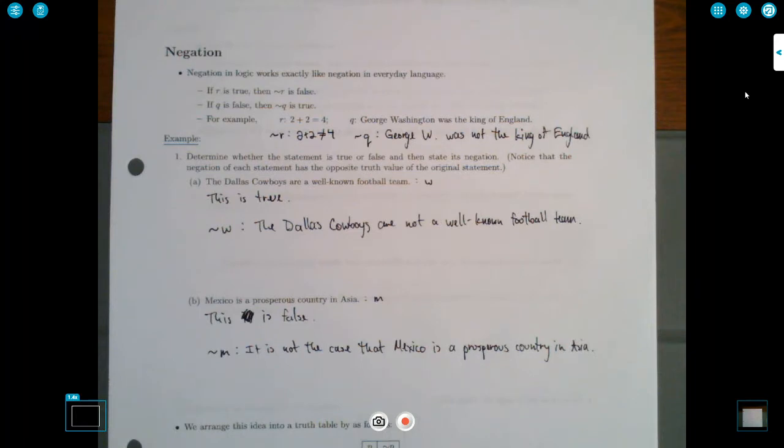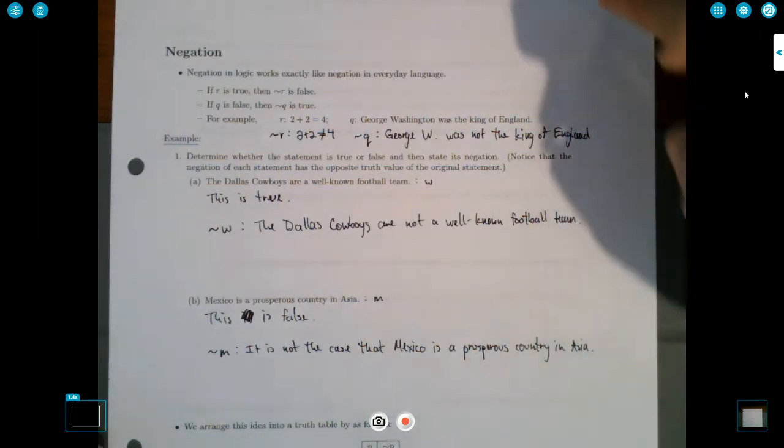So that's that one, right? And then, of course, that would be a true statement, right? It's not the case that Mexico is a prosperous country in Asia, because maybe Mexico is a prosperous country in North America, right? And Mexico is maybe, in certain ways, not as prosperous as the United States is, but it's certainly more prosperous than other countries, right? It's not a terrible place to be. Anyway, so that's that.